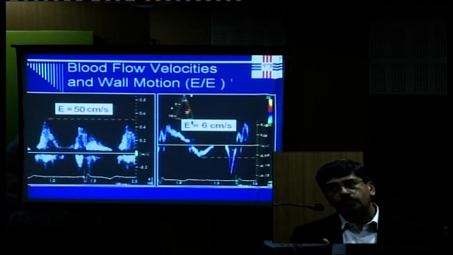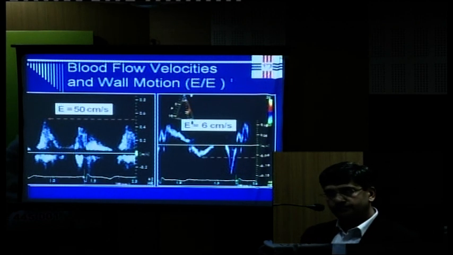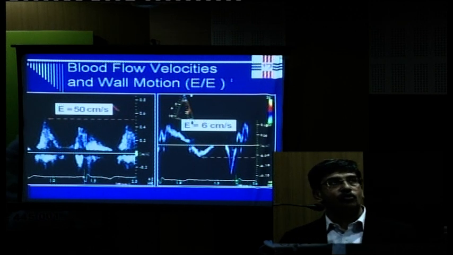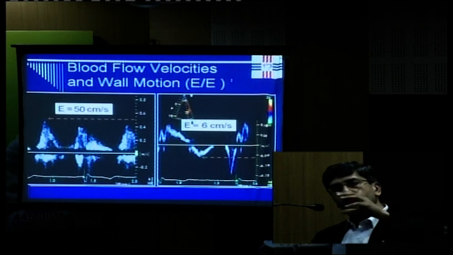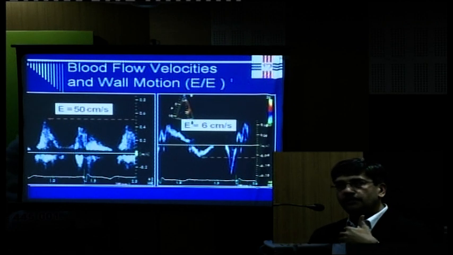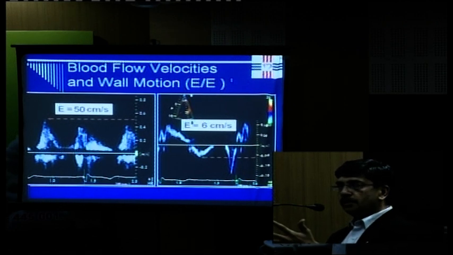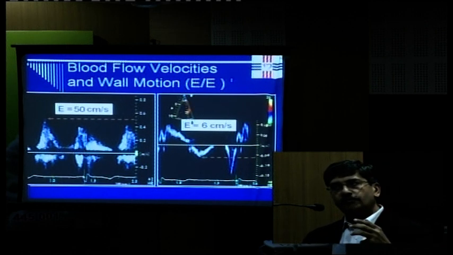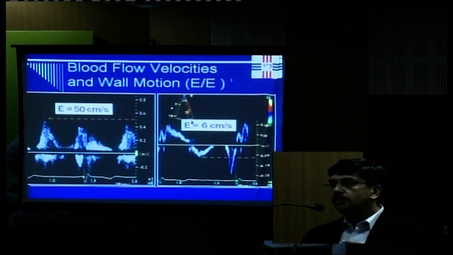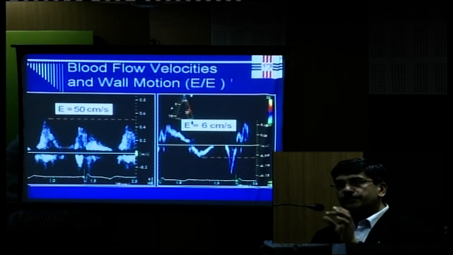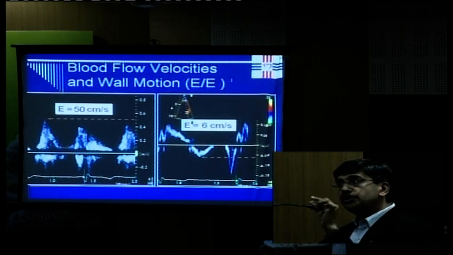We can go one step forward to measure CVP by tissue Doppler. Correct? This is tissue Doppler, blood flow velocities and wall motion. Correct? Pulse Doppler is the velocity of blood flowing through valves, which is very high velocity. But with tissue Doppler, we measure velocity of movement of tissue of the heart, which is less in amplitude. Correct? It is less in amplitude.